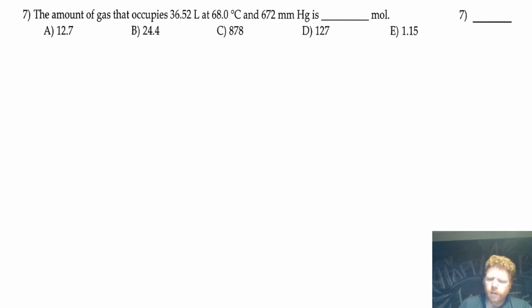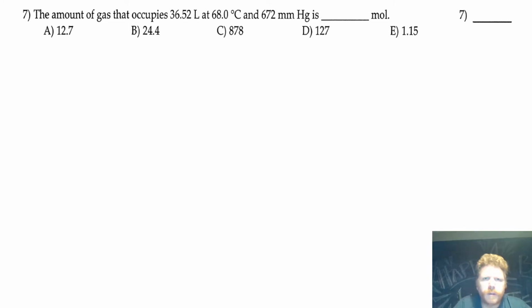Proceeding on, these are questions number 7 and 8 in the fall 2018 1141 final exam. All right, so this is question number 7. The amount of gas that occupies 36.52 liters at 68 degrees Celsius and 672 millimeters mercury is blank moles.